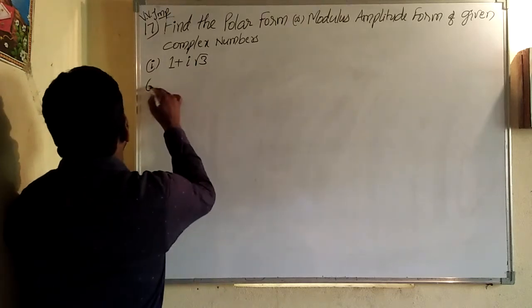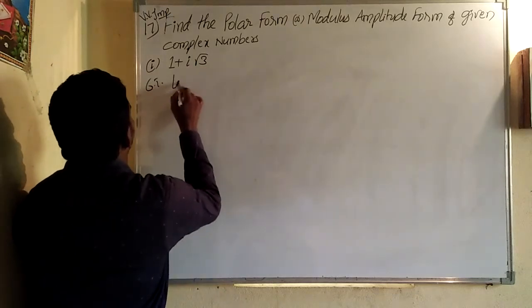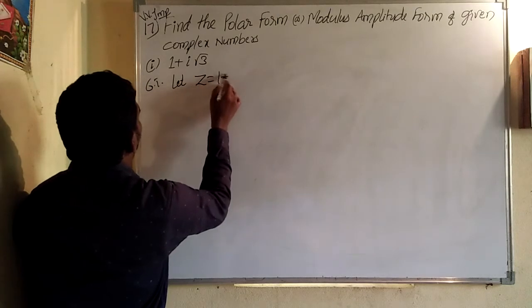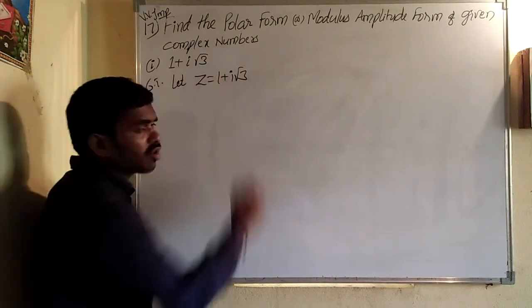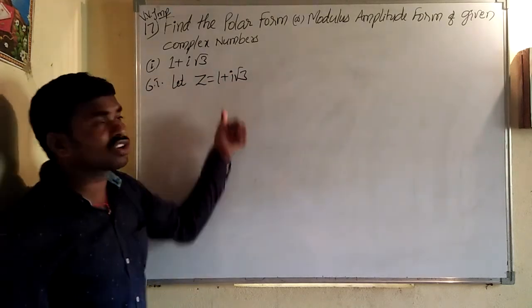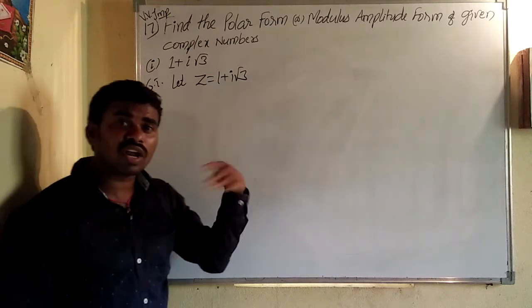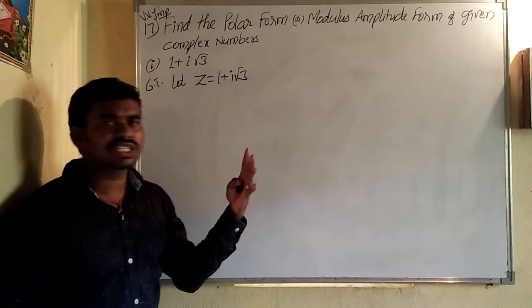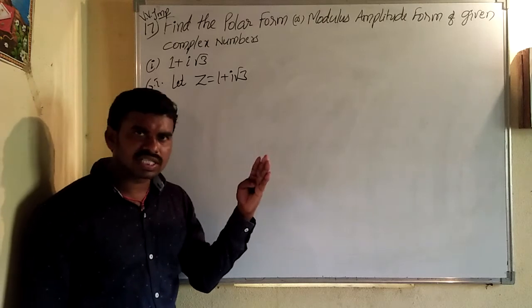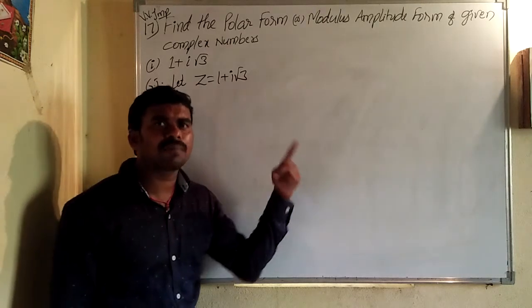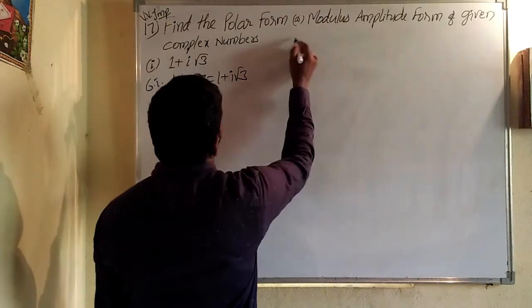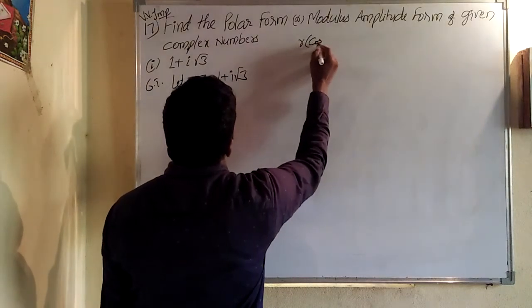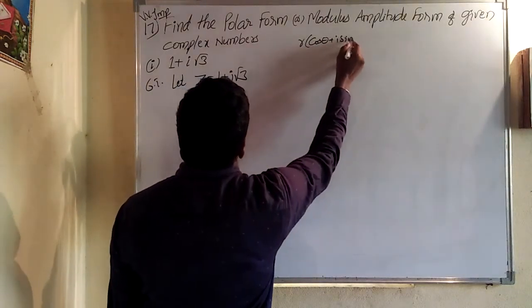Given that, let z equal 1 plus i root 3. This is a complex number, and for this we should write the polar form. What is the polar form? Just remember it, as I told you just now: r into cos theta plus i sin theta.